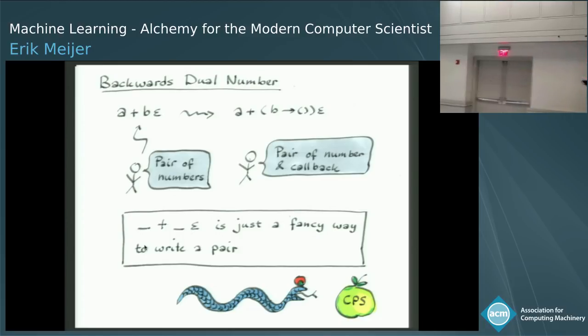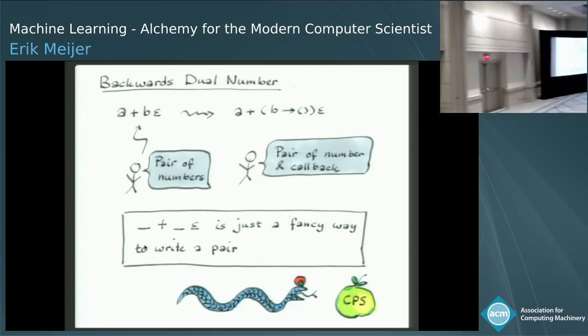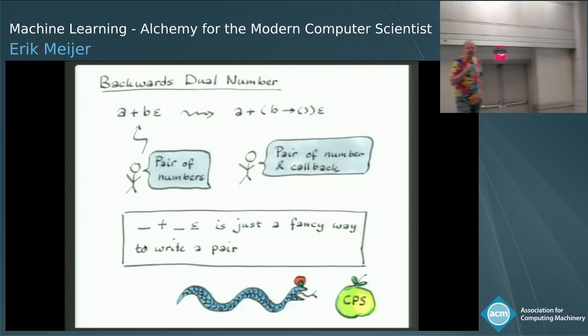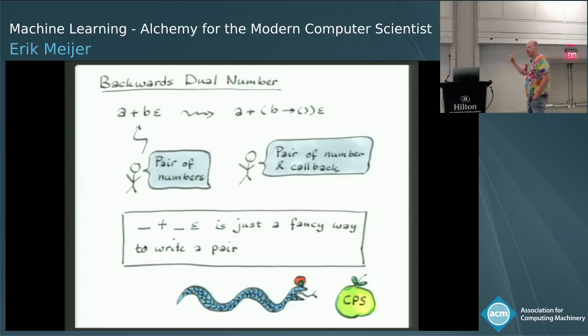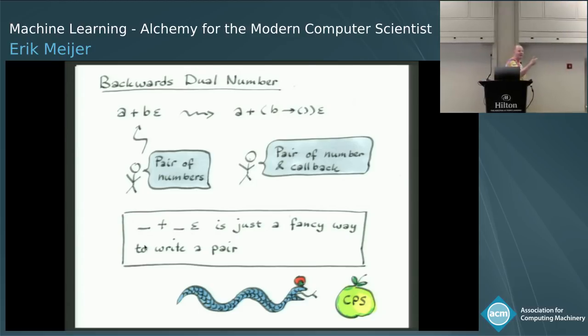And this is a complete abuse of types here. So if you look at these dual numbers as a pair of two numbers, a and b, let's replace that second number by a continuation, by a function that takes a number and returns unit. Okay, this is just plain, vanilla CPS conversion. So instead of taking a pair of two numbers, I now have a pair of a number and a continuation. And the continuation takes a number and returns unit.